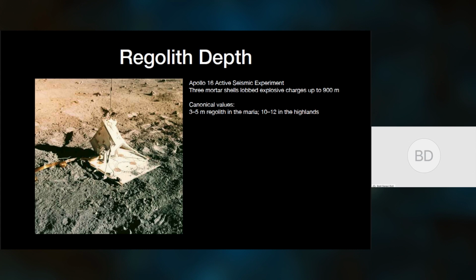The canonical values of regolith depth are that it's around 3 to 5 meters deep in the Maria or 10 to 12 meters deep in the highlands. But there is some evidence that these are underestimates. Next slide, please.